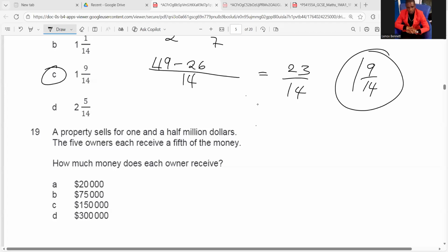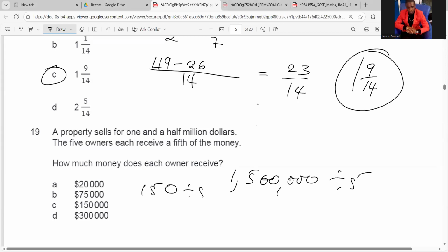So it's a property sale for $1.5 million. So we know it's 1.5, right? So all we have to do is divide this by 5. But we can use 150 as a little leverage, guys. If you divide 150 by 5, that'll be 30, right? All you have to do is add the number of zeros.